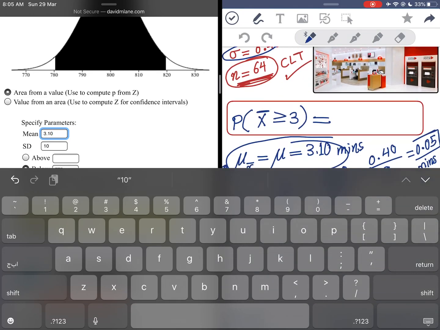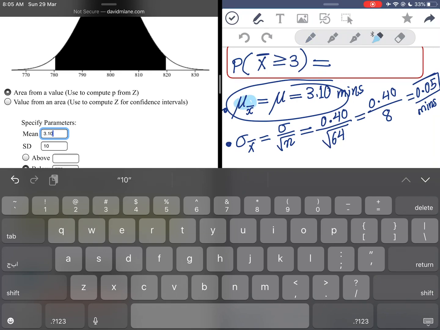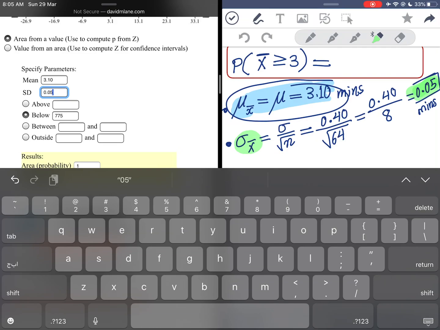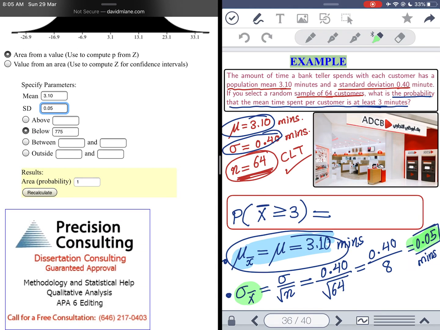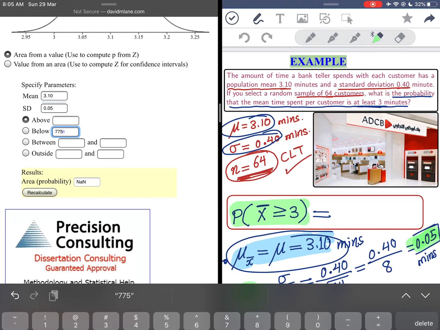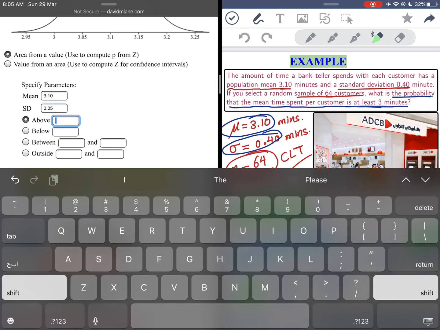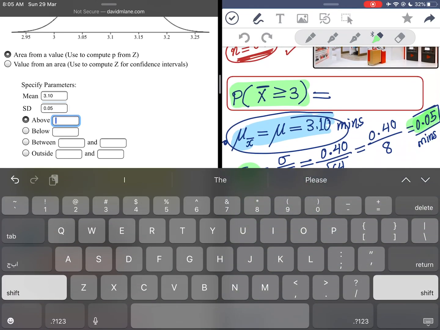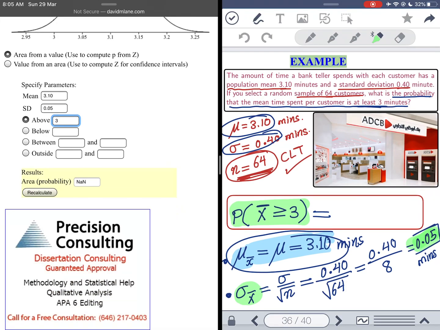3.10. That is the mean of the sampling distribution of the sample means, and the standard deviation of the sample means, or we call it the standard error of the mean, is 0.05. So I'll put here 0.05 or 5%. And we want what? The area above, because this is x bar bigger than or equal to 3. So we want above. If you want to delete this, delete it, but it will not affect it. If you just click on above, it doesn't matter if you have other values that you entered before. So we want what? Above 3 minutes. So I want above 3. And so I'll say calculate.